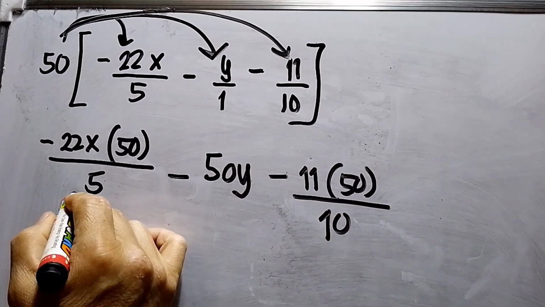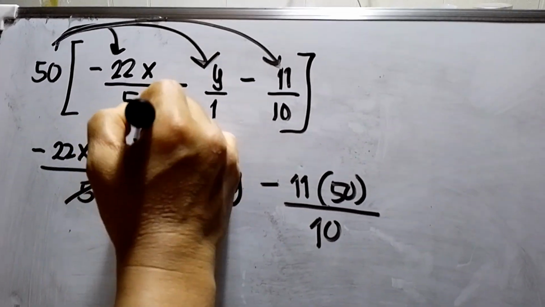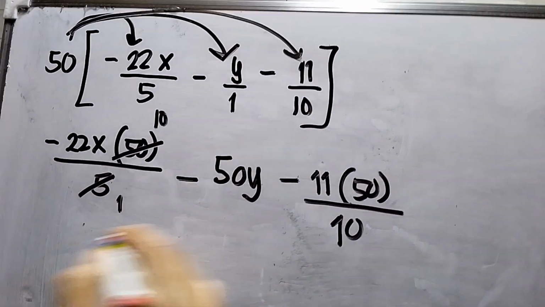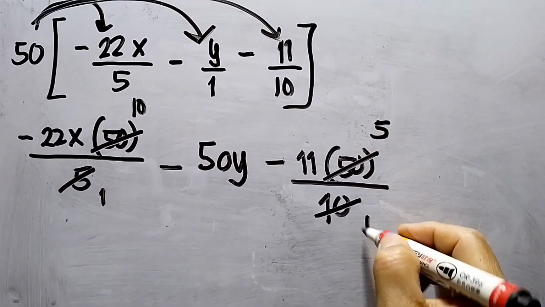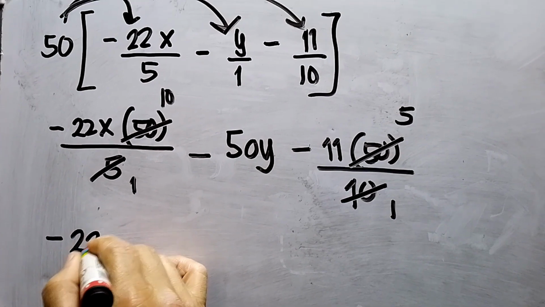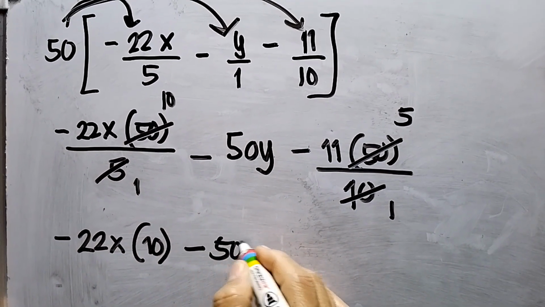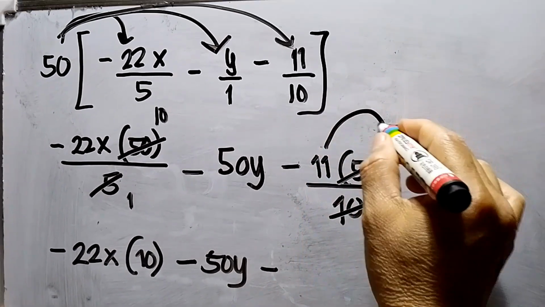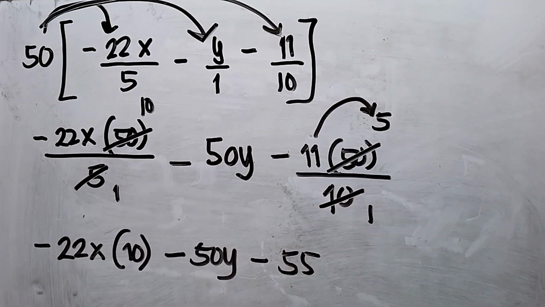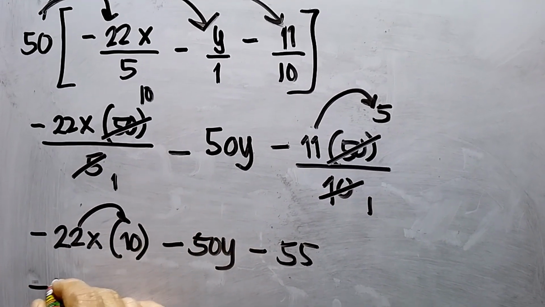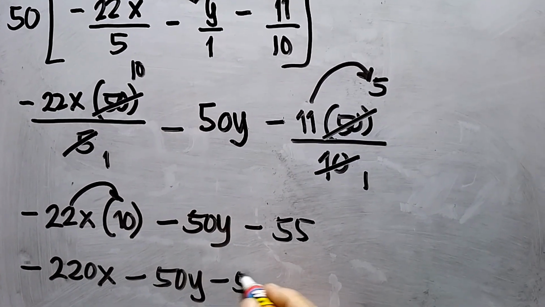Okay, so simplify. Divide this one by 5, this is 1. Divide this one by 5, this is 10. Then this one also divide by 10. This is 5, divide by 10 is 1. So this will be negative 22x times 10, then minus 50y. Then multiply 11 times 5, that is 55. So this will be minus 220x minus 50y minus 55.